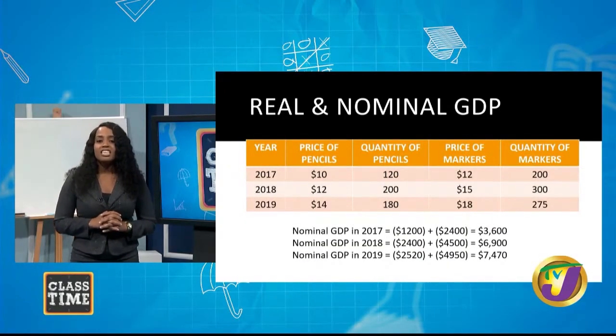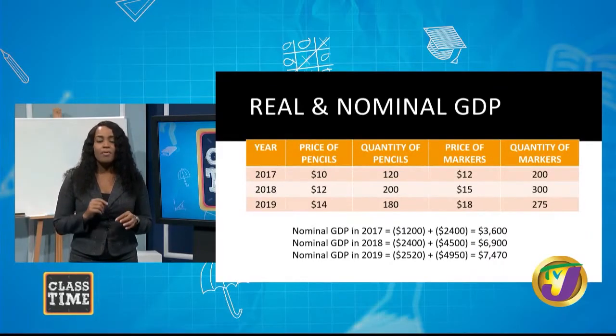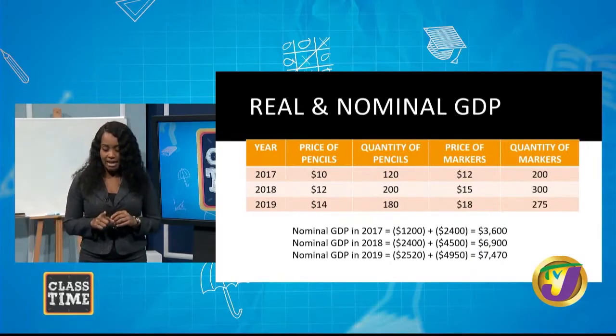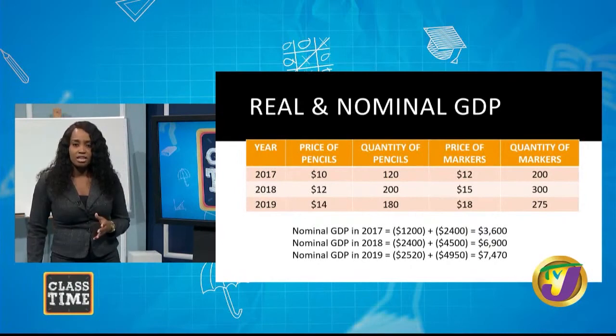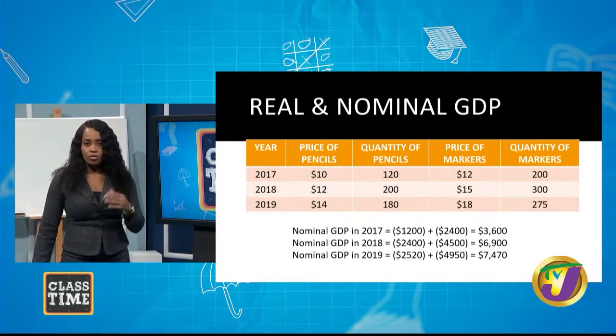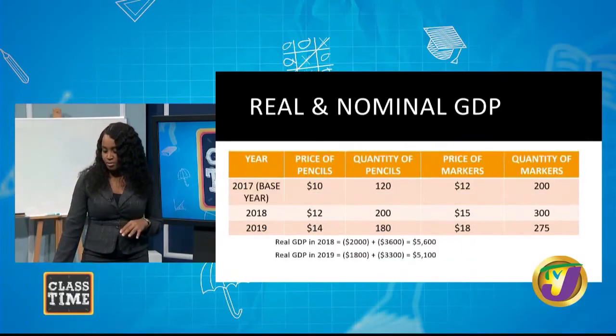And we'll notice that the GDP in 2017 is $3,600. If we follow the same approach for the other years, we'll notice that the GDP goes to $6,900 and then $7,470. But we have not taken into consideration that the price of both markers and pencils had increased. So this is just the nominal GDP because it has not been adjusted. We didn't use our base year. We just used the prices for each year that the goods were produced.